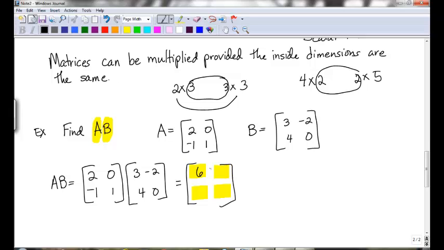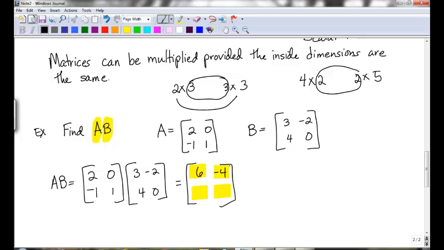Stay with this row until you exhaust all the columns. Go across here and down. 2 times negative 2. Multiply them together to be negative 4. Go across here and down here. 0 times 0 is 0. Add them together. Should get negative 4.